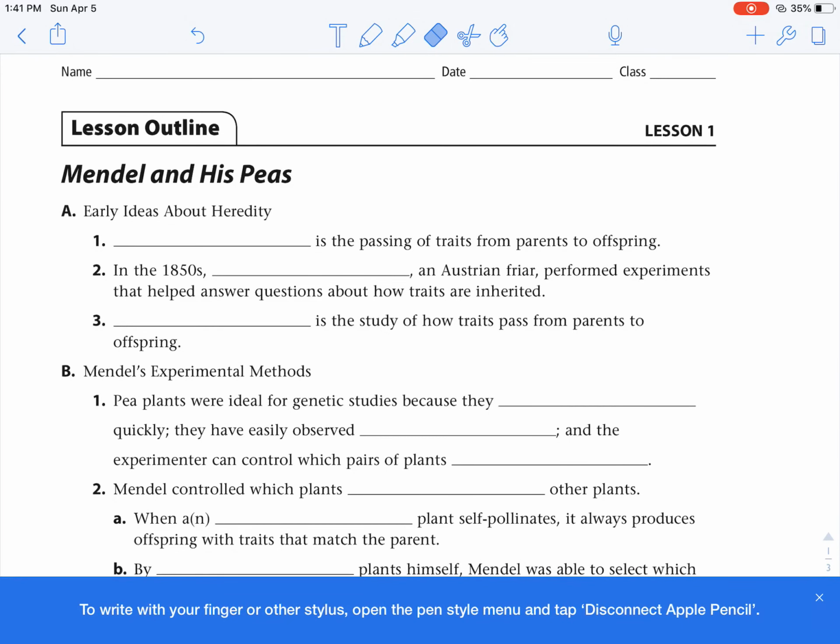Okay, let's go through the notes that you should have taken as we went through the lesson one reading. So, Mendel and His Peas, early ideas about heredity. What is the passing of traits from parents to offspring? The answer is heredity.